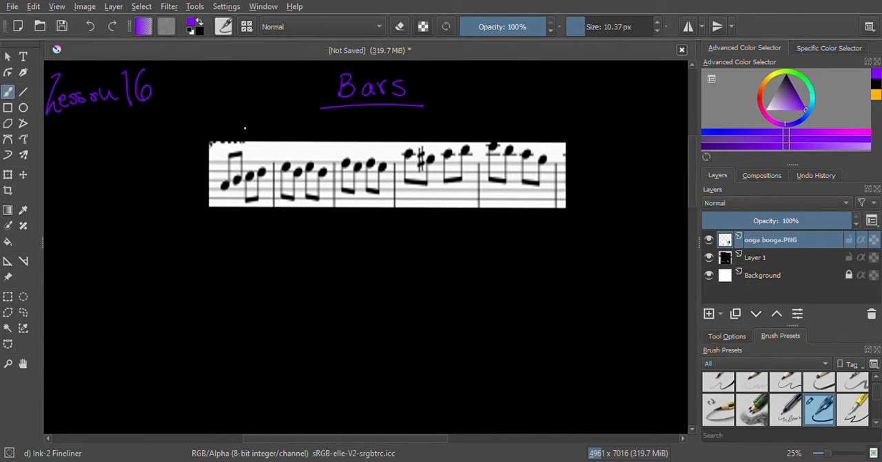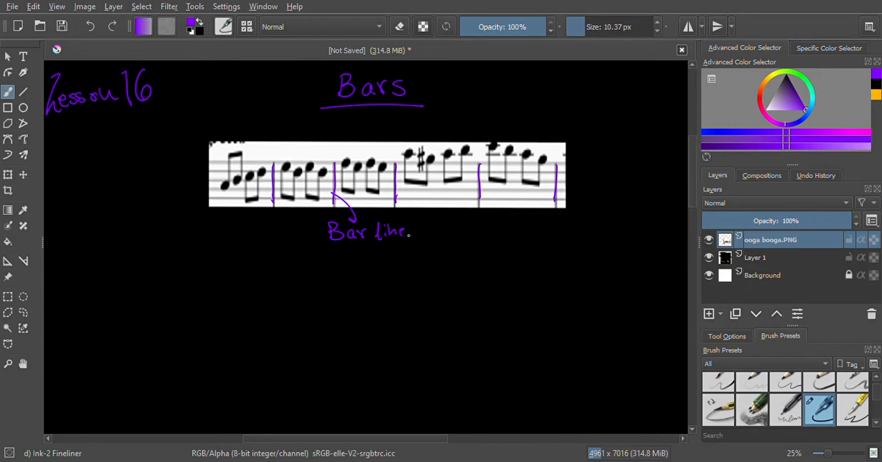Bars. So I would like you to draw your attention to the music I have written down here, and for once not to the music itself, but to these little lines that have been made on the staff. See this one, this one, this one, this one, and this one. What are these lines? Why are we using them? Well, these lines, my friends, are called bar lines.